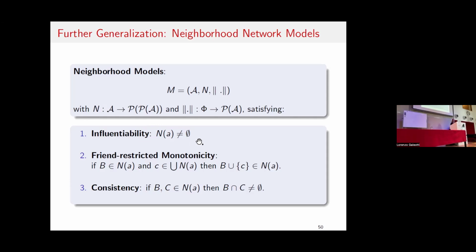So I'm assuming that all agents have at least one influential circle of friends. So N of A should not be empty. And there is a notion of monotonicity here, so that if agent A has an influential circle of friends B, and she has another influential friend C, then the union of B and C should be an influential circle of A as well, so it should be included in N of A. And I put a consistency requirement that if agent A has two influential circles of friends, B and C, then they should overlap. So B and C should not be disjoint. So the intersection should not be empty.